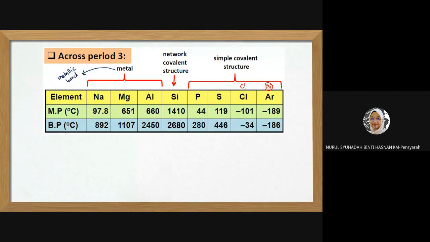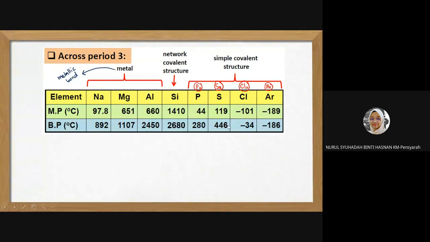Yang mana dekat simple covalent structure dekat sini, phosphorus, argon, dia akan wujud sebagai argon saja. Chlorine, selalunya dia group 17, dia akan wujud sebagai diatomic molecule. Phosphorus selalunya akan wujud sebagai P4. Sulfur dekat sini akan wujud sebagai S8. Molekul dia. So P4 molecule, S8 molecule, Cl2 and argon. So this is the simple covalent structure.